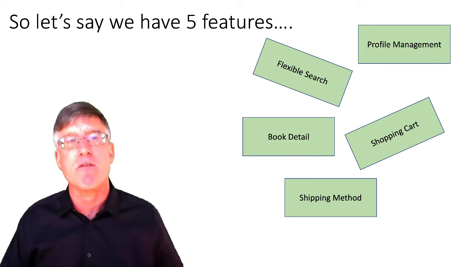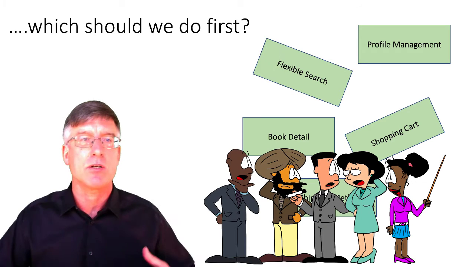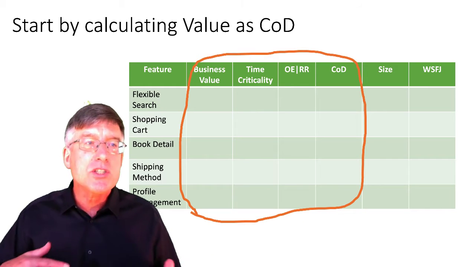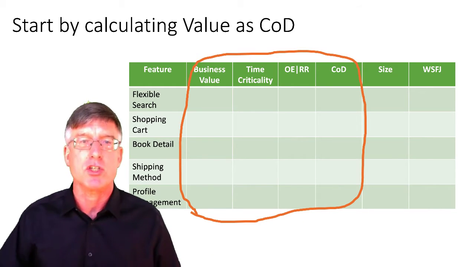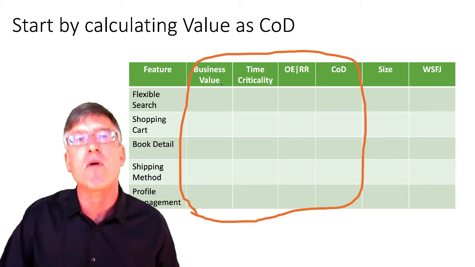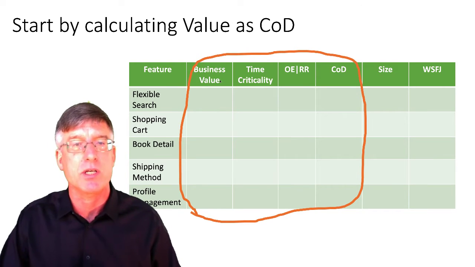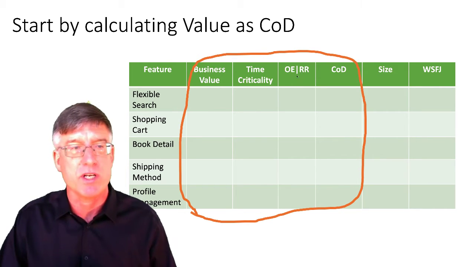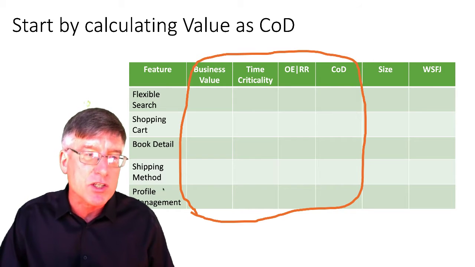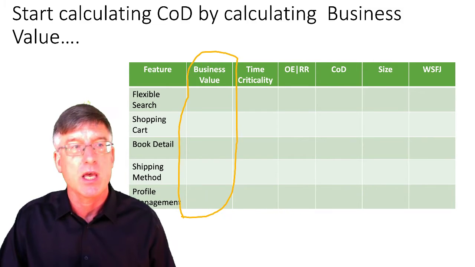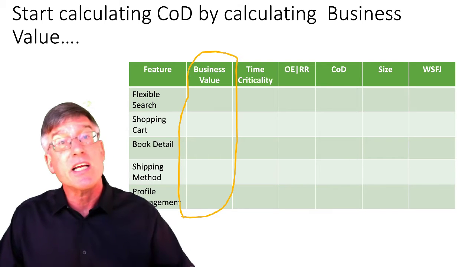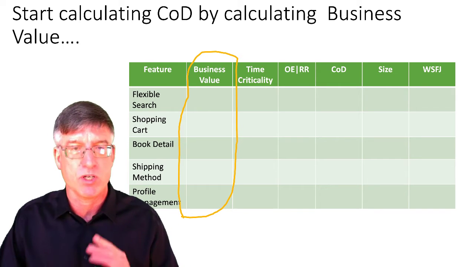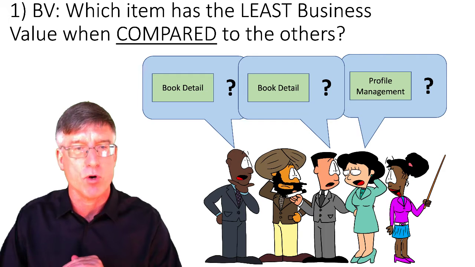So let's say we have 5 features and we have to ask, which one should we do first? We start by calculating the value of that feature. We calculate it as cost of delay. And you remember from our previous video, we said cost of delay has 3 components: business value, time criticality, and opportunity enablement or risk reduction. Here are our 5 features listed out in this table. We start calculating cost of delay by calculating one column in this table, in this case, business value. We just focus on that for the moment.